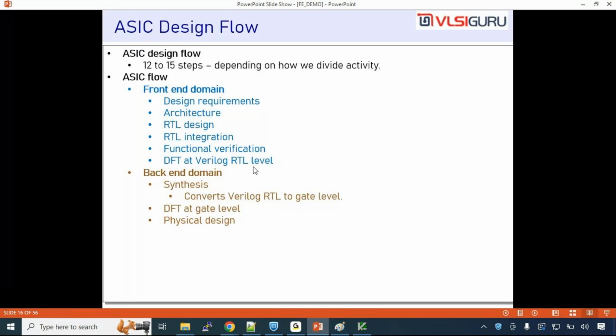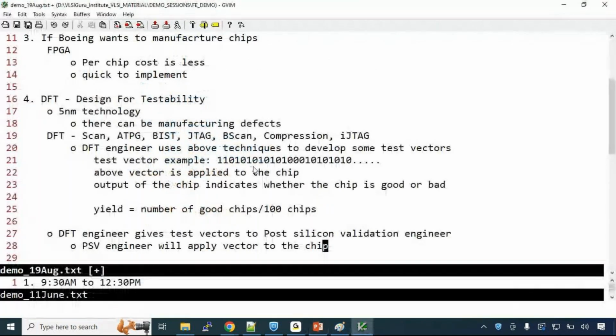So you understood what a DFT engineer's role is? It becomes more important now because we are moving to lower technologies. What is the technology? We are at 3 nanometers. The channel length is 3 nanometers. As you go to the lower nodes, the manufacturing defects can become more significant, right? Then you need advanced technologies to find the defects. So that is the importance of a DFT engineer.